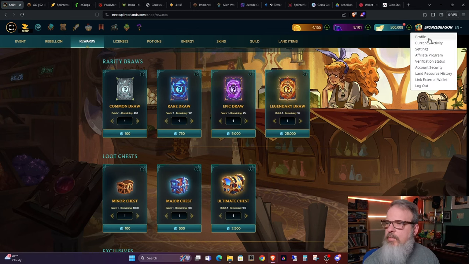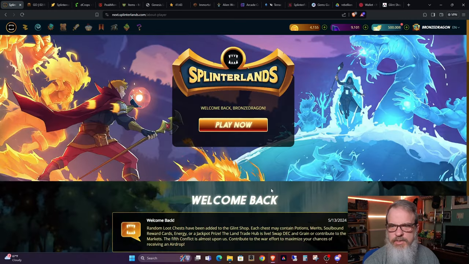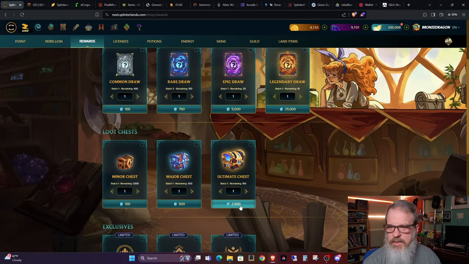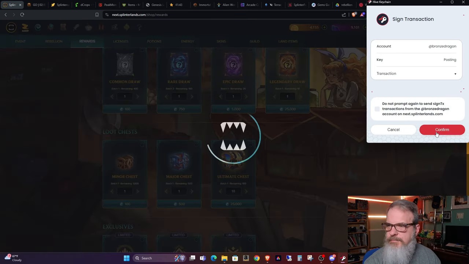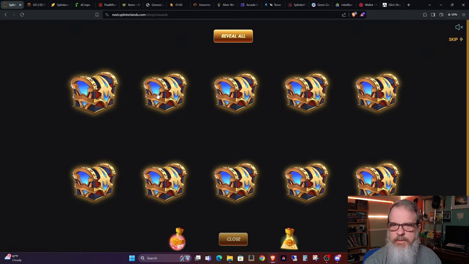So the first thing I want to do is go into the settings, and I want to make sure that I am using potions for this. I usually have them turned off, so we will turn those on just in case. And let's go ahead and draw 10 ultimate chests, 25,000 Glint, and see what I get. Just to dip my toes into the water. Okay, here we go.